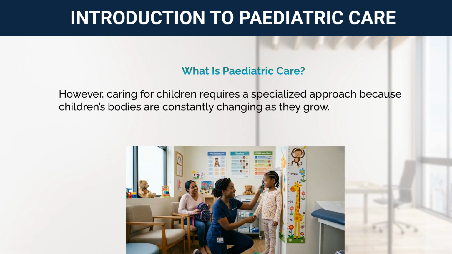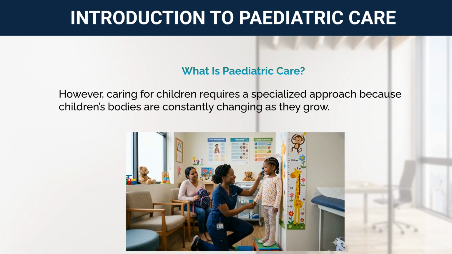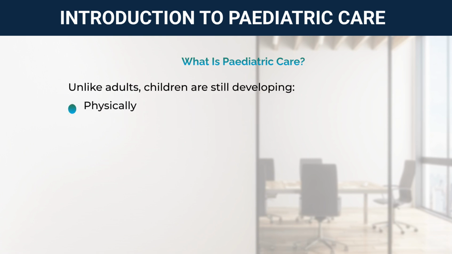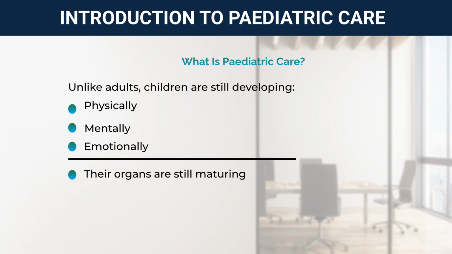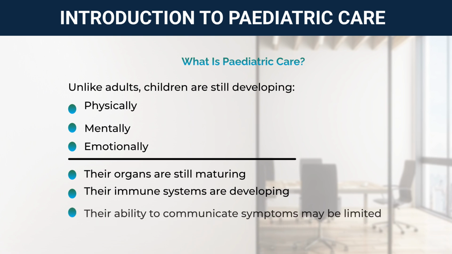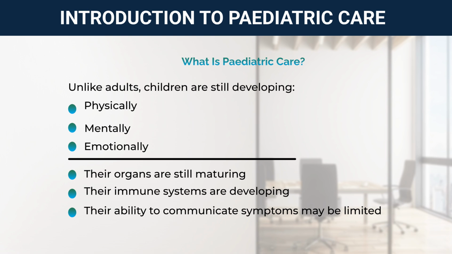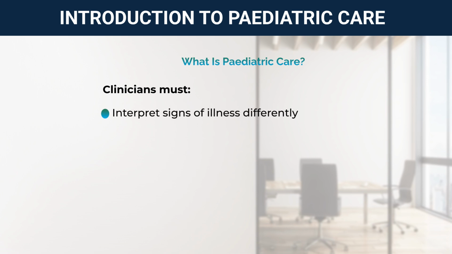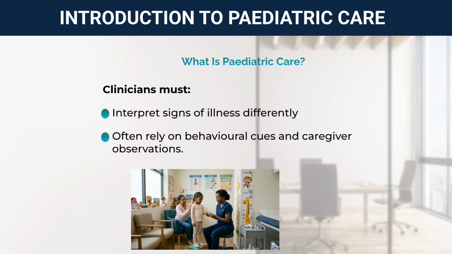However, caring for children requires a specialized approach because children's bodies are constantly changing as they grow. Unlike adults, children are still developing physically, mentally, and emotionally. Their organs are still maturing. Their immune systems are developing, and their ability to communicate symptoms may be limited. Because of this, clinicians must interpret signs of illness differently and often rely on behavioral cues and caregiver observations.